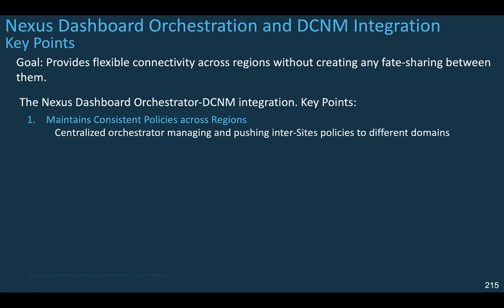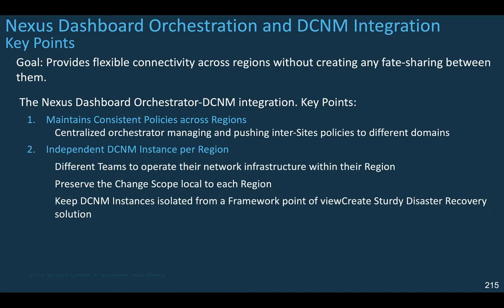Okay, let's review the key points with the integration of the orchestrator and DCNM 11. One is a centralized orchestrator for any network policies extended to and across different regions. Two, different regions usually imply different teams, so each team continues to operate their network infrastructure inside their regions, including the change scope, which keeps local inside the regions.